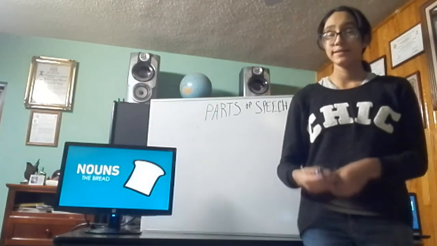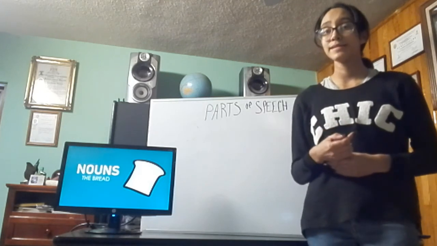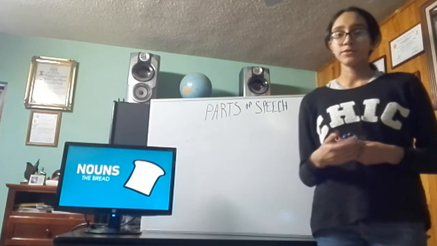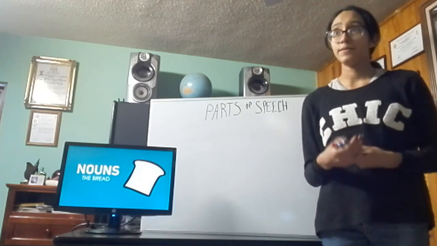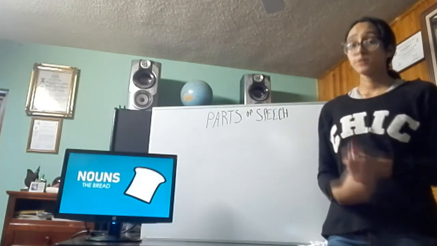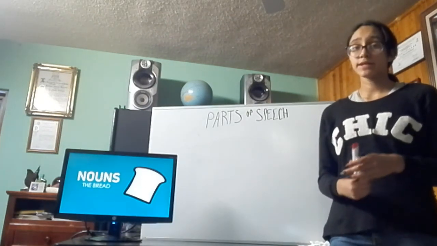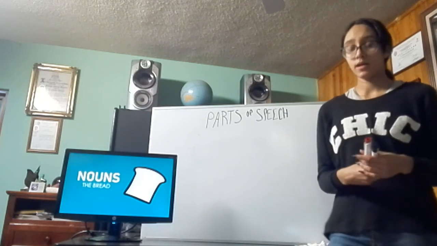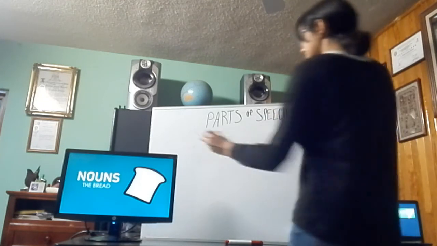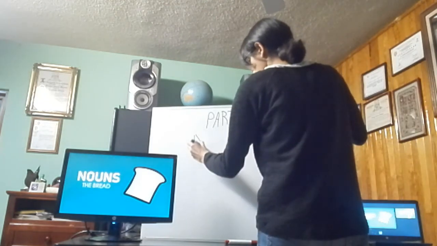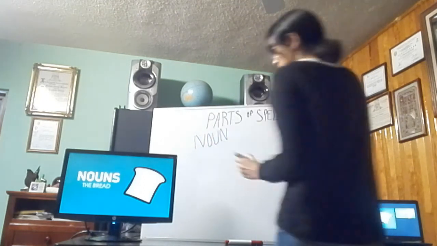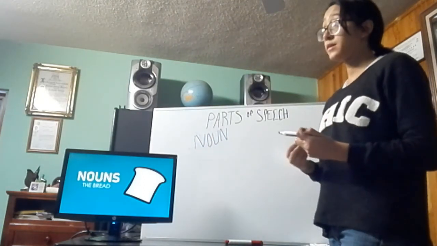The first and easiest part of speech to understand is the noun. The noun is the person, the thing, the place, the event, or the idea that is doing an action. When it comes to nouns, we can categorize them in different ways. The most known way is to categorize them by whether they are common or proper.